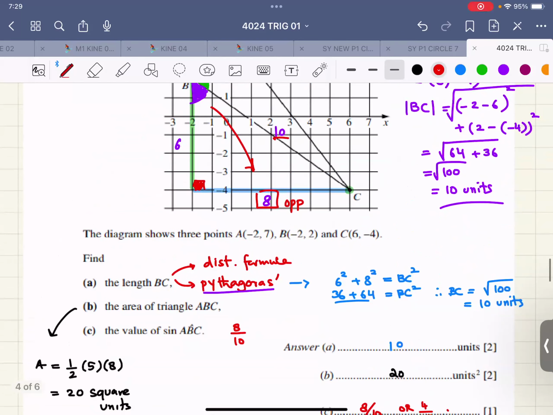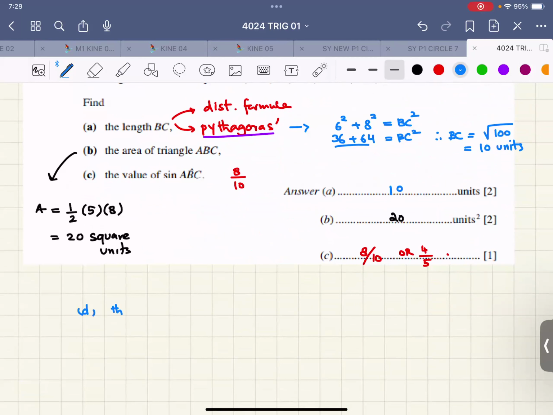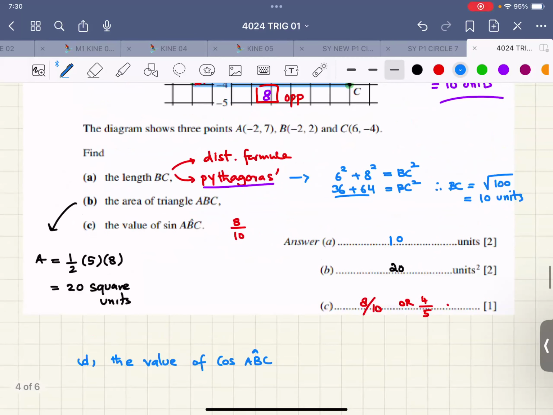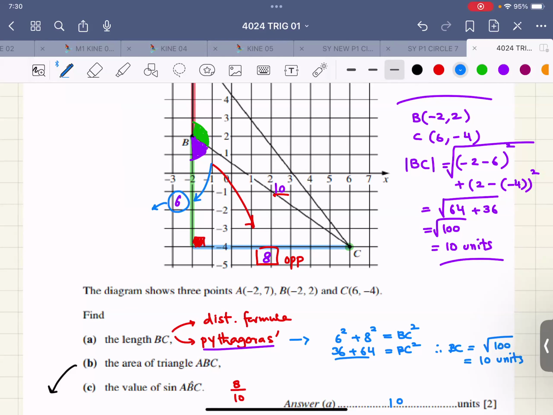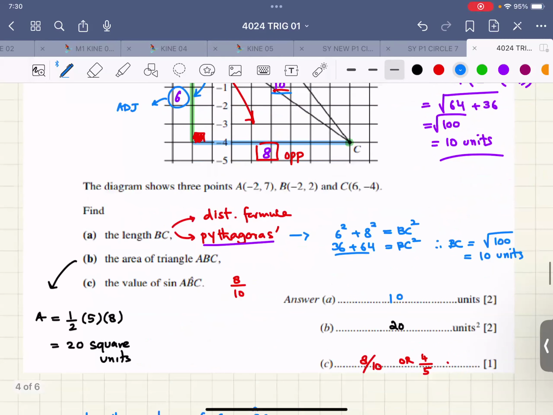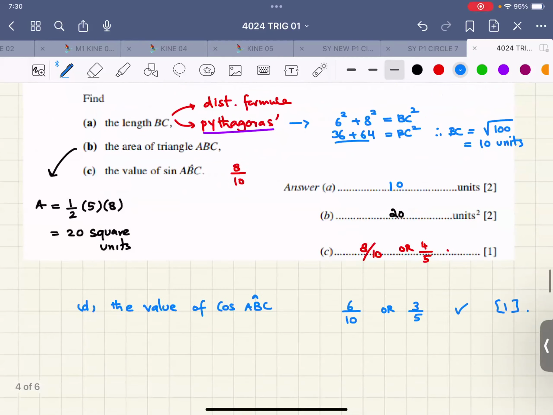Let me add one other part to it. That is part D. The value of cosine ABC. Now for cosine, I'll be needing this value. This is the adjacent. And the hypotenuse is still 10. So cosine would be 6 over 10, which can be written as 3 over 5. Leave the answer in the fractional form. And if it was asked, it will also be for 1 mark.